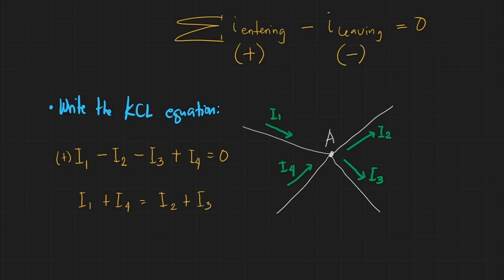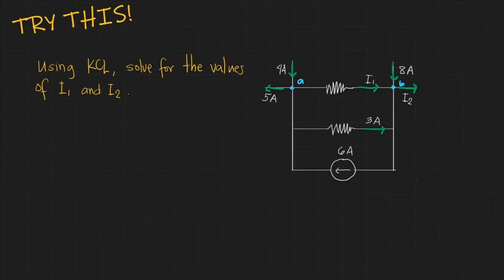Now, we can isolate the I1 and I4 as the current entering, and then the other ones are the currents that leave the particular node. So, simple lang ang KCL, no? So, ganyan lang ang gagawin natin. So, let's try this one. We have here a network with several currents, and then we are to solve for the unknown currents, I1 and I2. So, try it first. Pause the video and try to solve it.